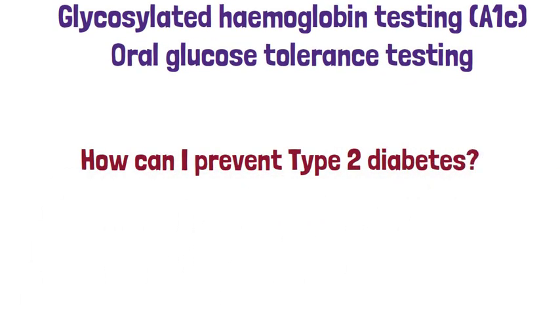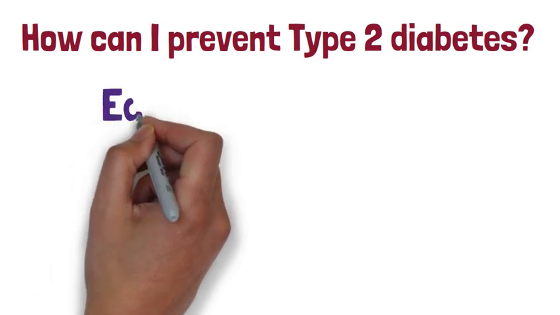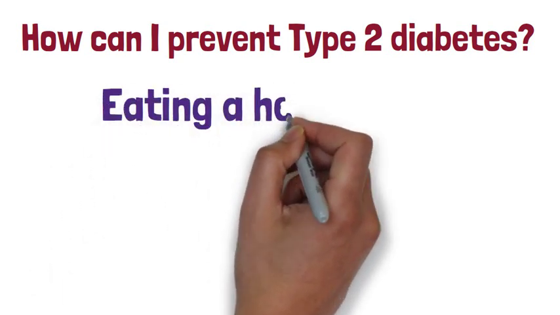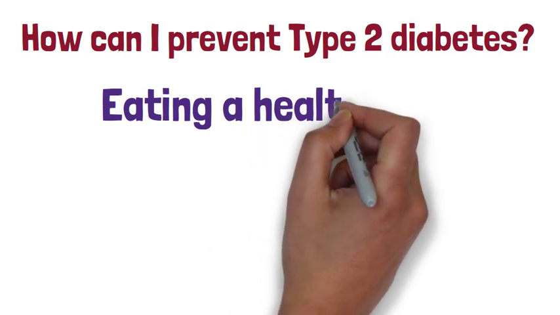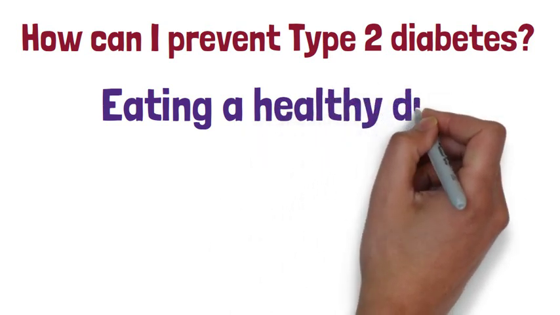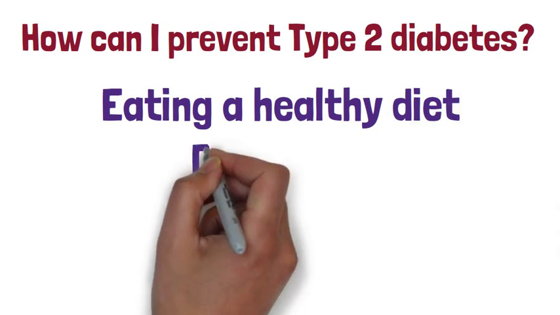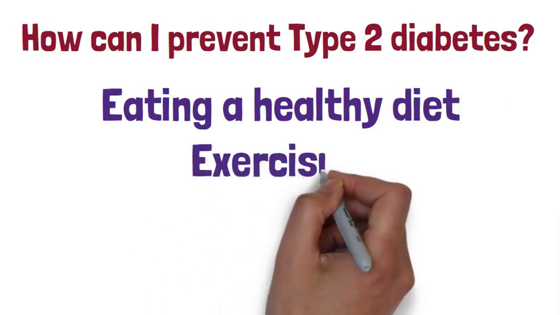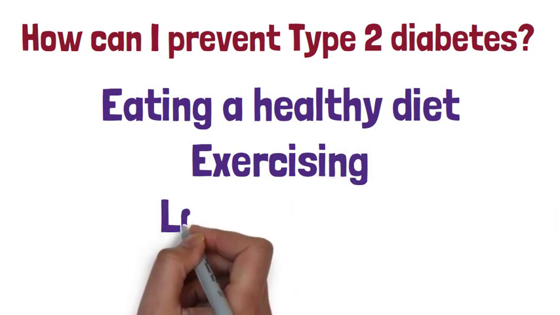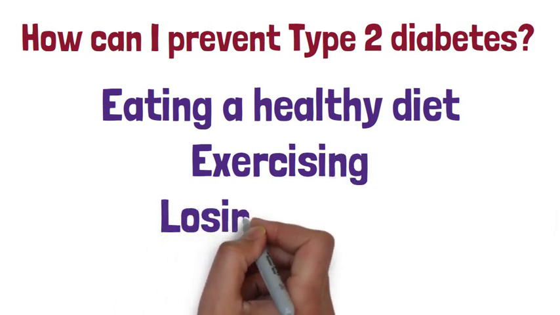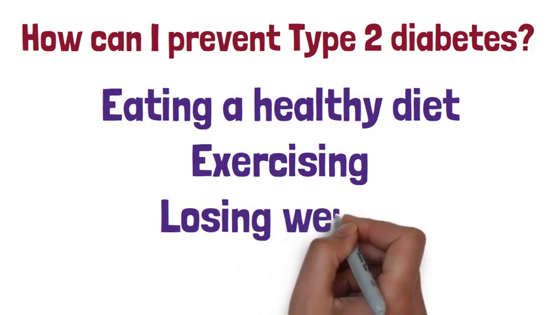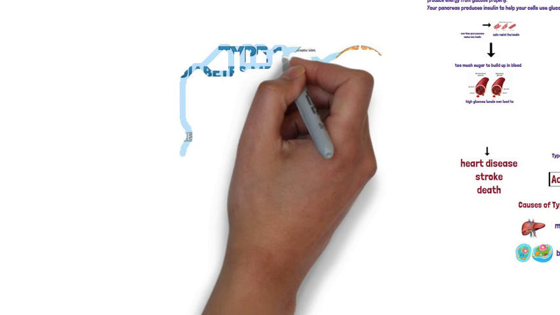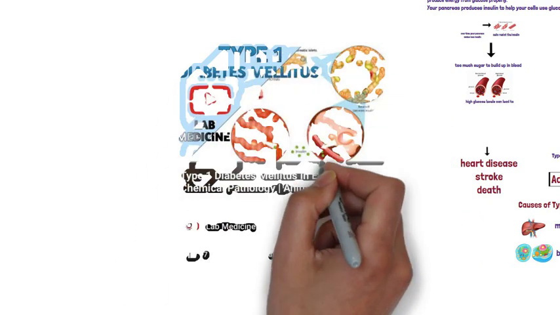How can I prevent type 2 diabetes? You can prevent or delay type 2 diabetes by eating a healthy diet: not consuming too much salt, not consuming too much sugar, and not consuming high saturated fats. You can also easily prevent type 2 diabetes by doing exercise and losing weight. This is all about type 2 diabetes mellitus.